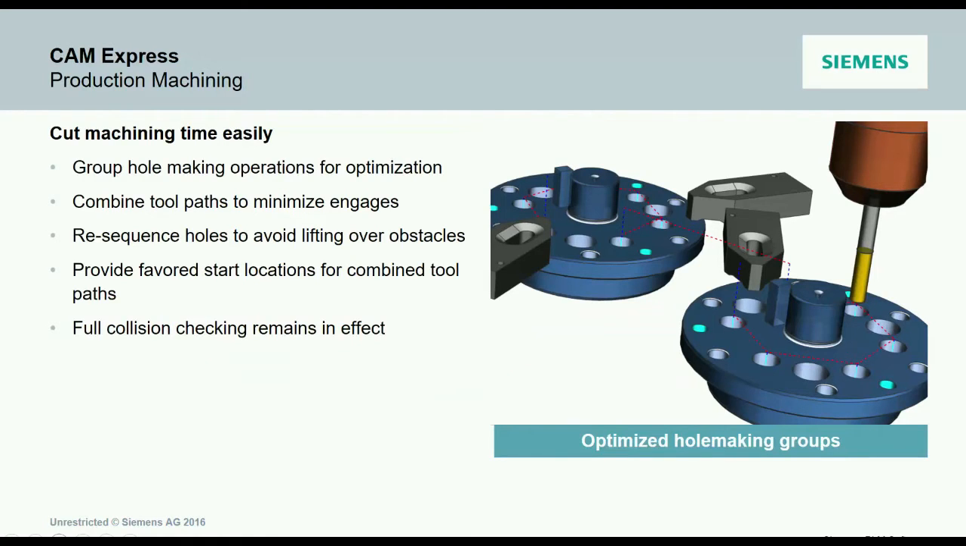We can group hole making operations for optimization. We can combine tool paths to minimize engages. We can resequence holes to avoid lifting over obstacles. And we can provide favored start locations for combined tool paths, all while full collision checking remains in effect.